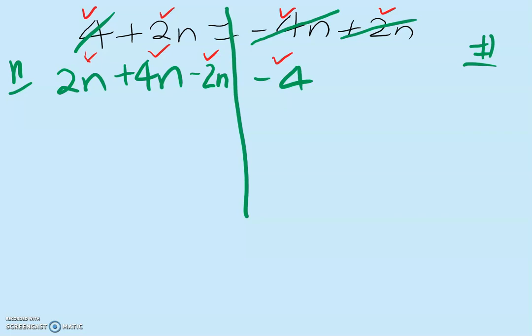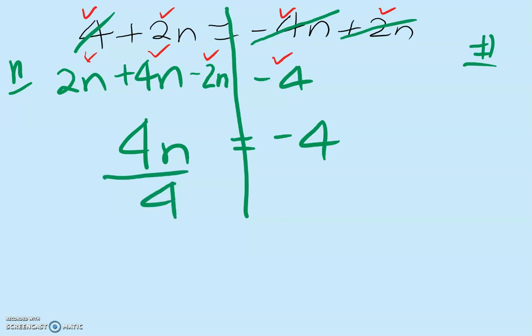Now just go ahead and combine each side. So 2 plus 4 is 6, minus 2 is 4. So we have 4n. On the right side, we only have a negative 4, so I just copy that down. Now last step, divide by the coefficient. So divide by positive 4 on both sides. So we have n equals negative 4 divided by 4 is negative 1.